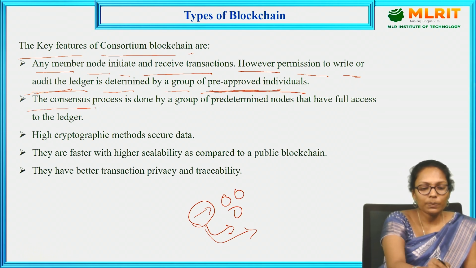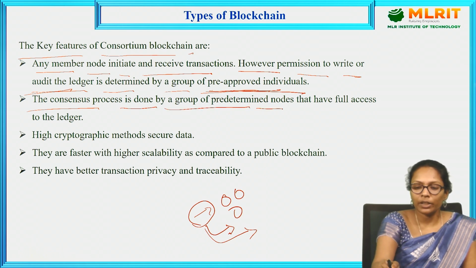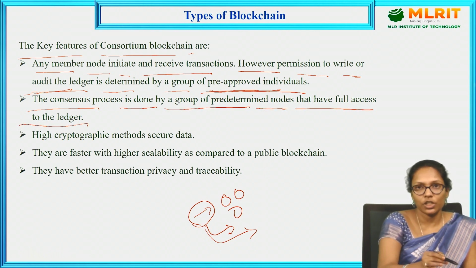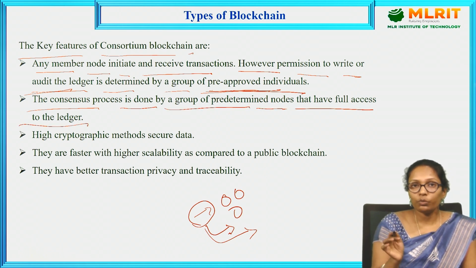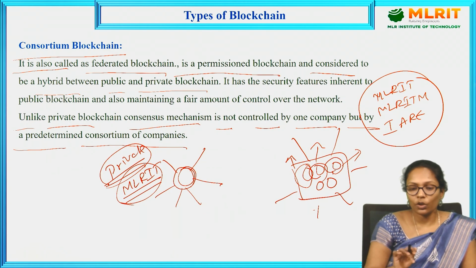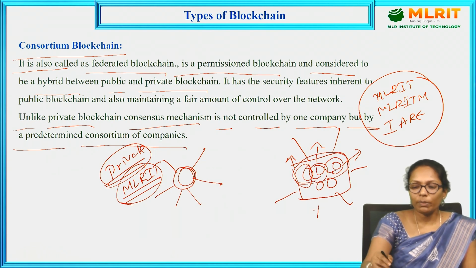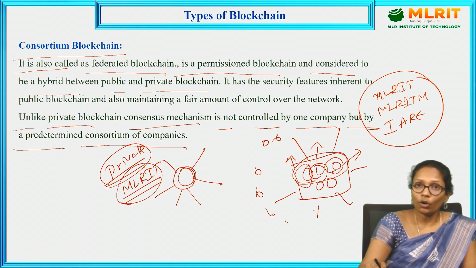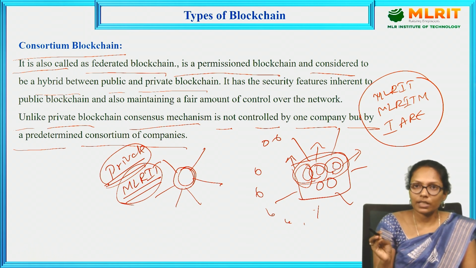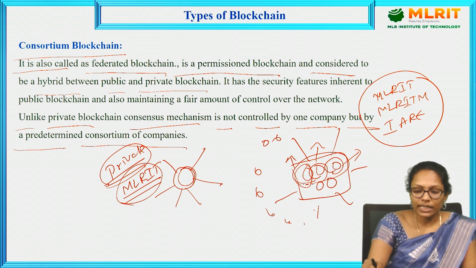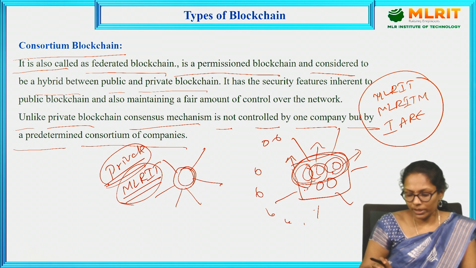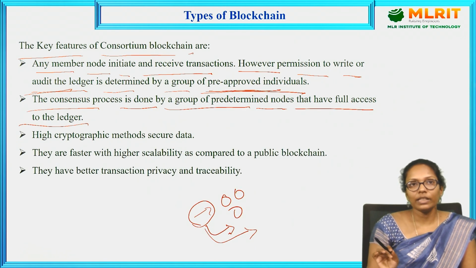So the consensus process is done by a group of predetermined nodes that have full access to the ledger. Who have full access to the ledger in a consortium network? Only this predetermined group of entities. The remaining ones do not have all the permissions. They have only limited permissions. For these people I am giving these permissions, for those people I am giving those permissions, like that they will set. But only the central people will have all the permissions and they will decide which transaction is valid or which transaction is not valid.